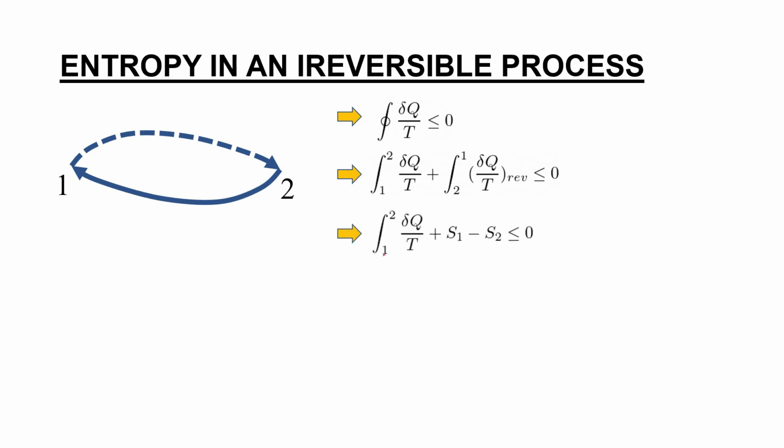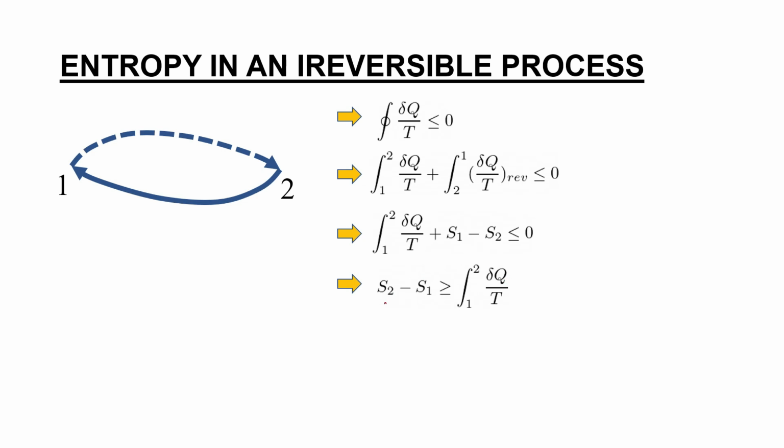That means integral 1 to 2 delta q by T plus S1 minus S2, for a reversible process you can write like this, S1 minus S2, will be less than or equal to 0. So S2 minus S1 will be greater than or equal to integral 1 to 2 delta q by T.